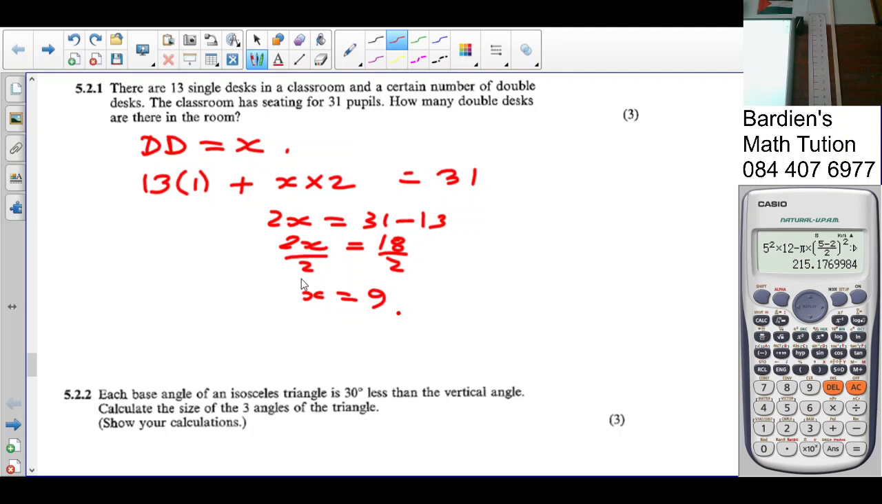You guys understand? 9 times 2 is 18. 18 plus 13 is 31.